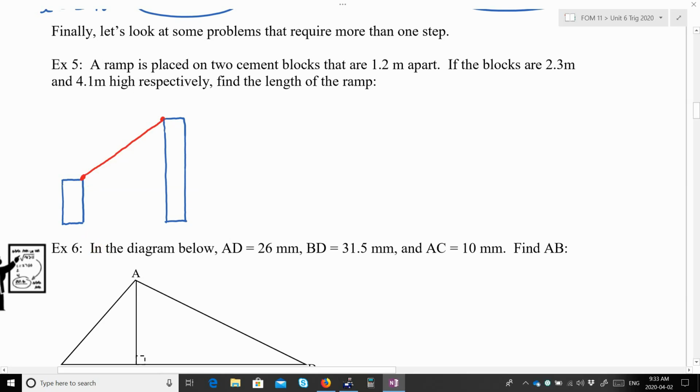Okay, and the two cement blocks are 1.2 meters apart. So this is 1.2 meters. If the blocks are 2.3 meters and 4.1 meters high respectively, find the length of the ramp. So let's make this one, obviously this is the 2.3 meter high one, and this one is 4.1 meters.